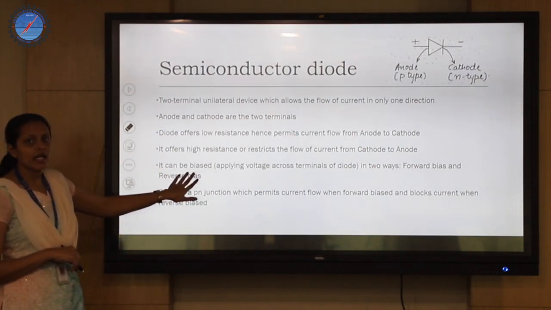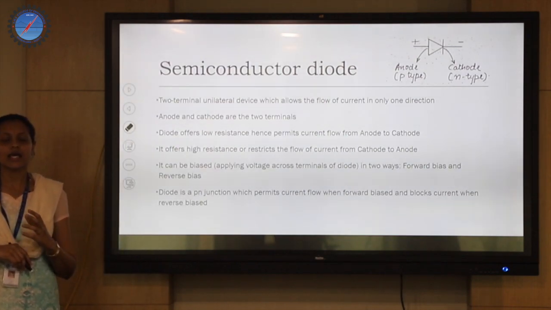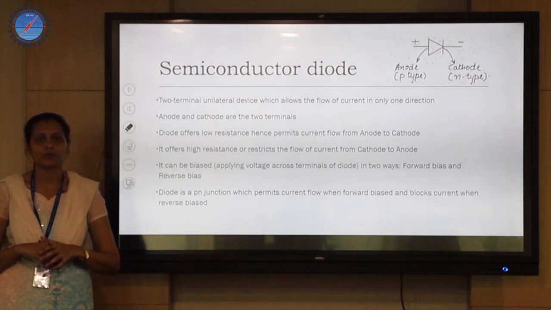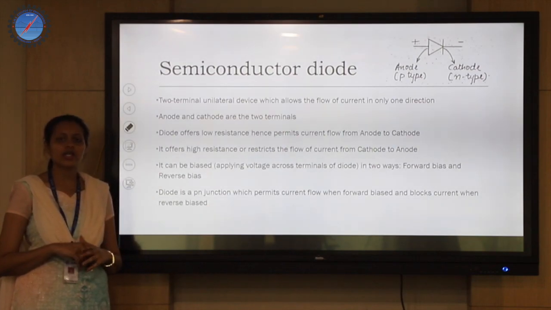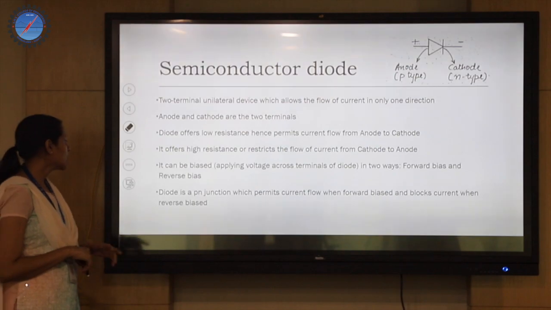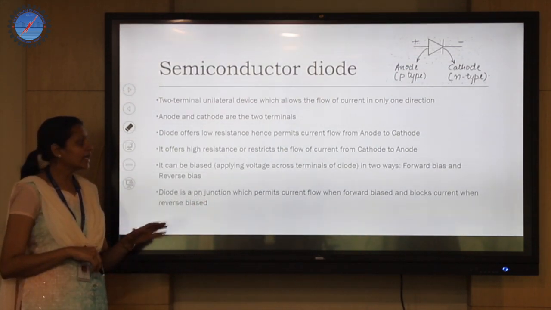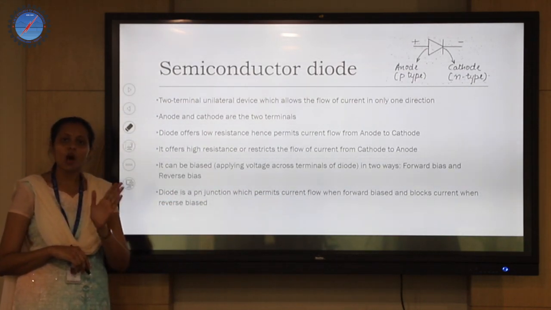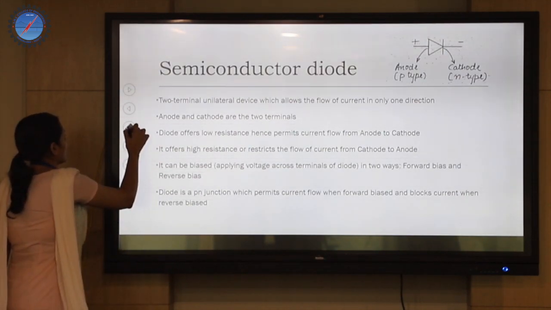It can be biased in two ways. What is the meaning of biasing? Biasing is applying voltage across the terminals of the diode. We have two types of biasing. One is forward bias, the other one is reverse bias. Now, diode is also called as a PN junction. It conducts or allows the flow of current when it is forward biased. It opposes the flow of current when it is reverse biased.